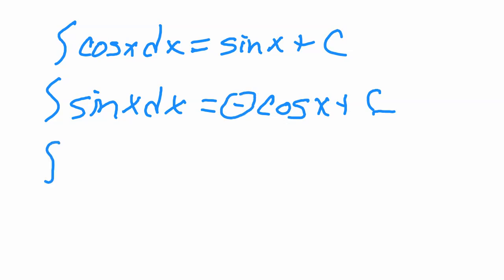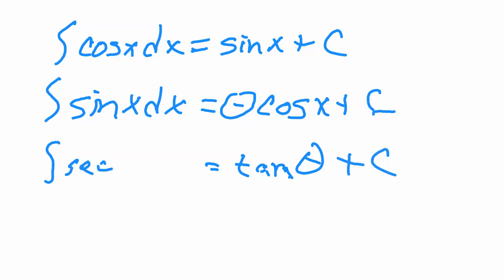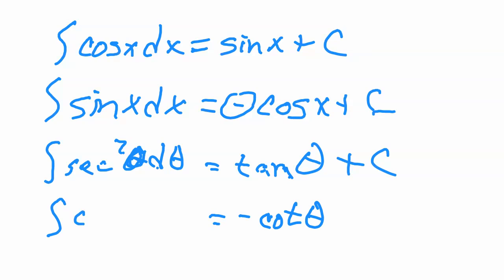We know the derivative of tangent is secant squared. So if I have, and I'm going to use a different variable, I'll say theta, the antiderivative of secant squared theta d theta is going to be tangent theta plus c. Once again, pretty easy checks because the derivative of the right side is the left side. The derivative of cotangent is minus cosecant squared. So if I want the antiderivative of cosecant squared theta d theta, then that's going to be minus cotangent theta plus c. And then we have some other ones as well.